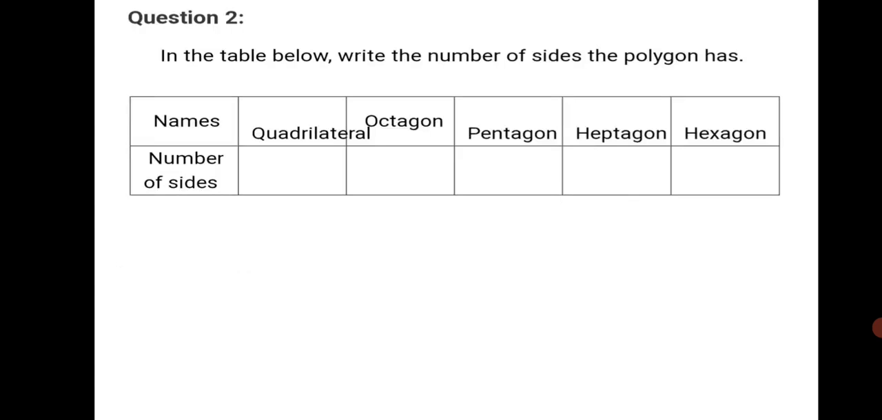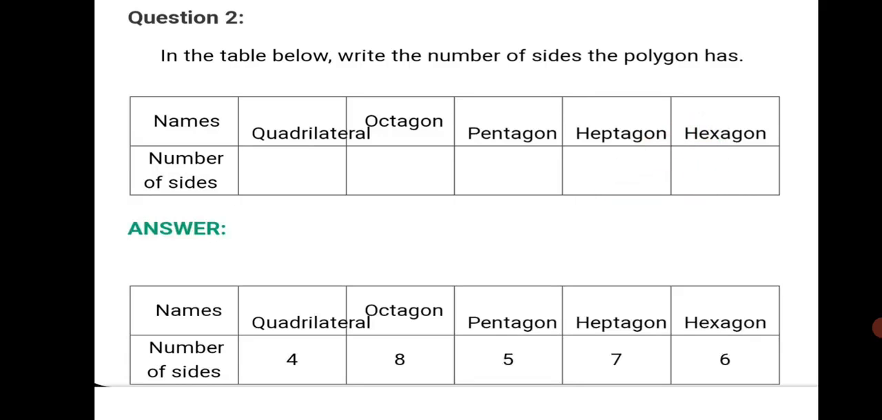Question 2. In the table below, write the number of sides the polygon has. The names of the polygons have been given at the top. You have to write below it the number of sides. A quadrilateral has got 4 sides. Octagon 8. Pentagon 5. Heptagon has got 7 and hexagon 6.